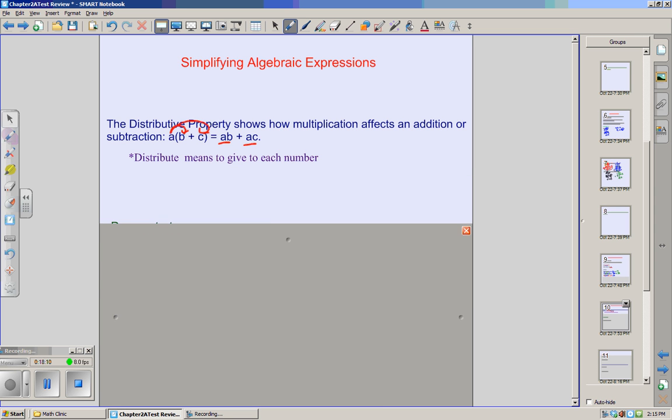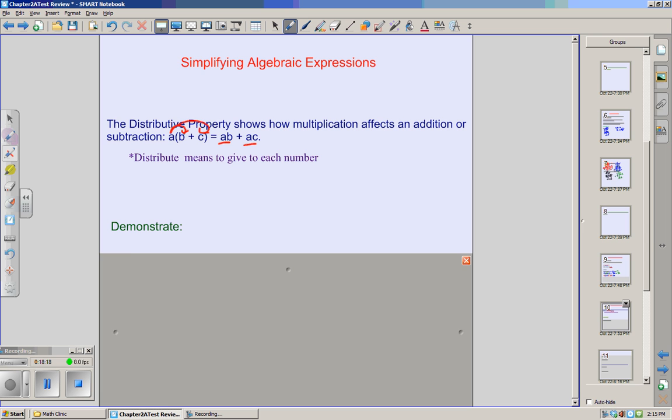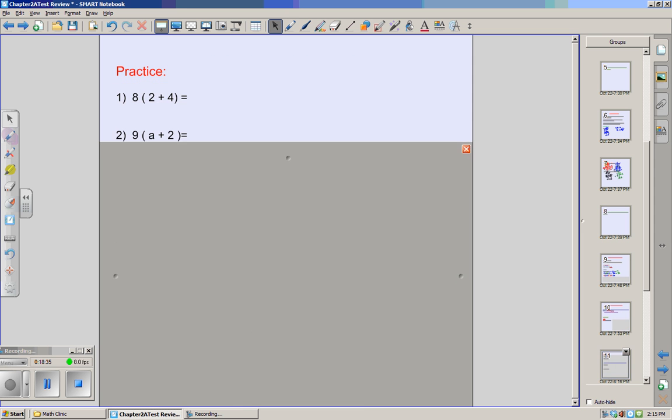Let's do some practice without the variables. Again, here I have an example. My distributive property is 8 and then 5 plus 3. I distribute to the 5 and I distribute to the 3. I have 8 times 5 plus 8 times 3. That is the distributive property. Let's practice. Please pause this recording now and complete the distributive property on number 1 and 2.